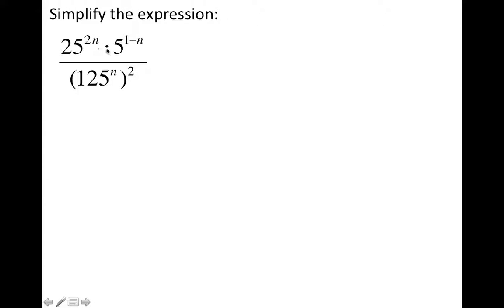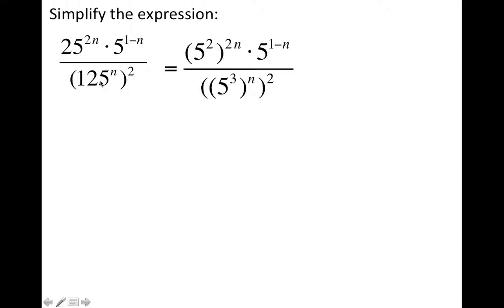We cannot combine anything until the base is the same. The bases are right now 25, 5, and 125. We can't combine those. We can't use the rules of exponents. We cannot use the rules of exponents until these bases are the same. So let's make them the same. So check it out. Look what happened.